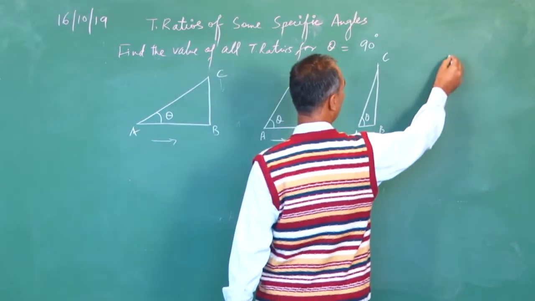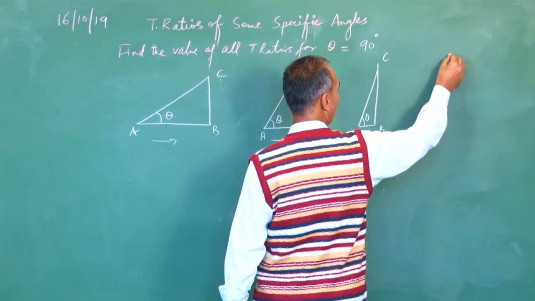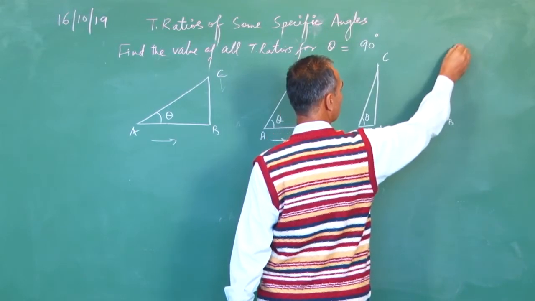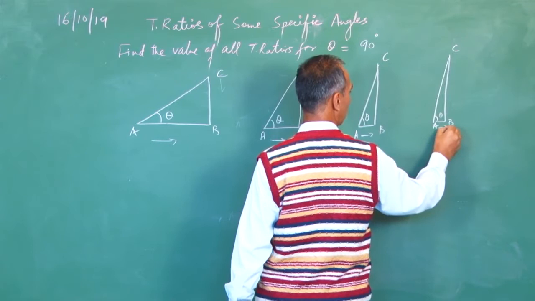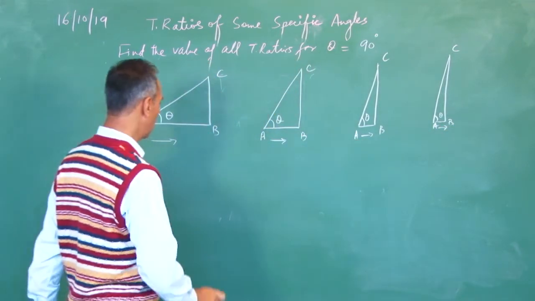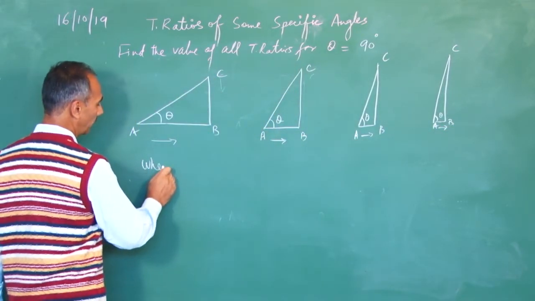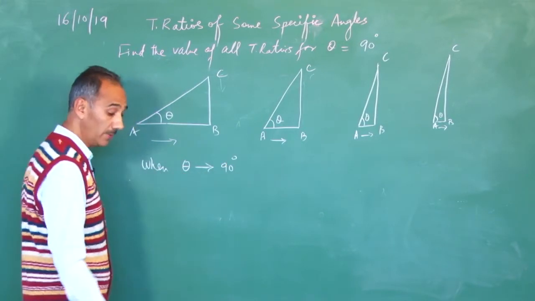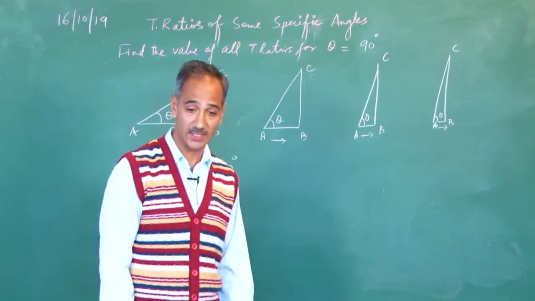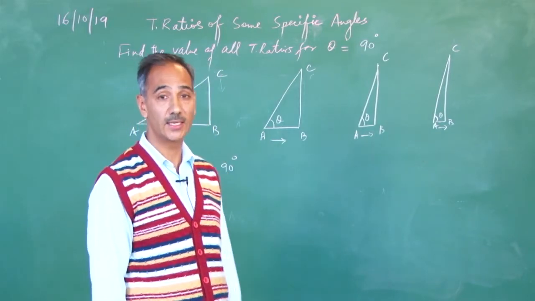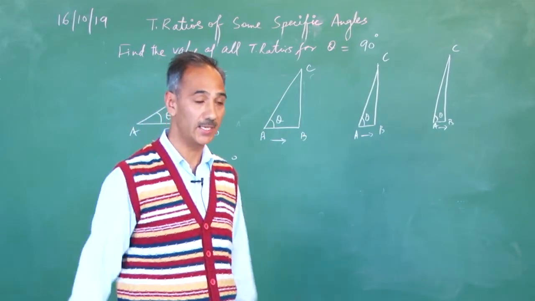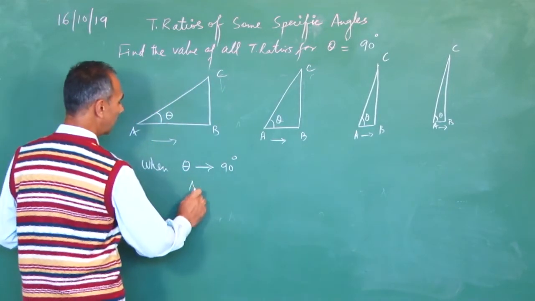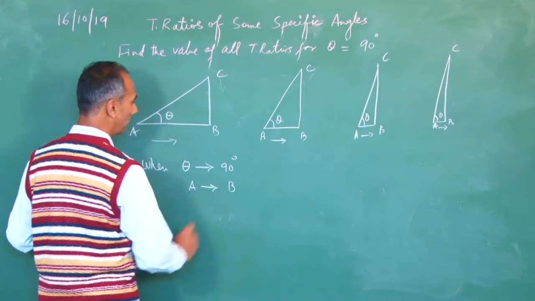And the last figure, I should draw it this way. This is A, this is B, this is C, this is theta. So A is approaching B. So when theta approaches 90, theta can't become 90, as then such a triangle won't exist. You can't have two right angles in a right triangle. So if it approaches 90, what happens? In that case, A approaches B.